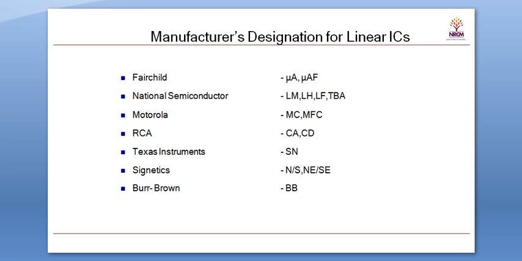Just by looking at what is written on the IC, you can easily come to know which manufacturer has manufactured it. For Motorola it is MC, MFC; for RCA, CA, CD; for Texas Instruments, SN; for Signetics, N/S or NE/SE. For Burr Brown, it is BB. So these are the manufacturer's designations for the linear ICs.